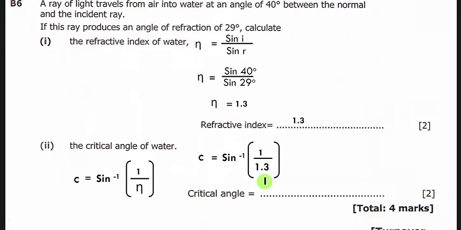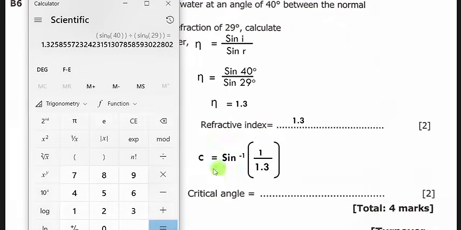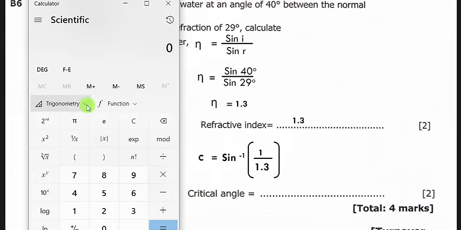So now maybe to help you know how to punch, you just say 1 divided by 1.3. What do you get? You get 0.769. So we have gotten that. So now what we are going to say here, we'll use the inverse. Do I have the inverse here?